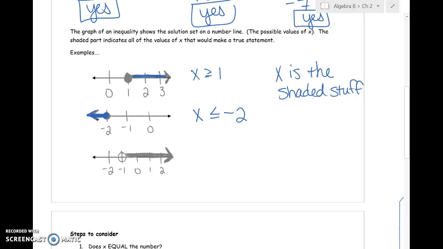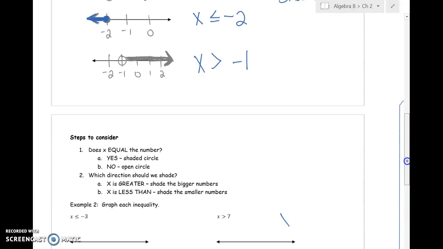What do you notice that's different about the third one? It's not shaded in. The -1 is not shaded in, so it's going to be x is greater than -1. Notice the numbers bigger than -1 are shaded in, but -1 is not shaded in. So x can't be -1, but x can be anything bigger than -1. Okay? Turn the page and let's try to graph some of these on our own.